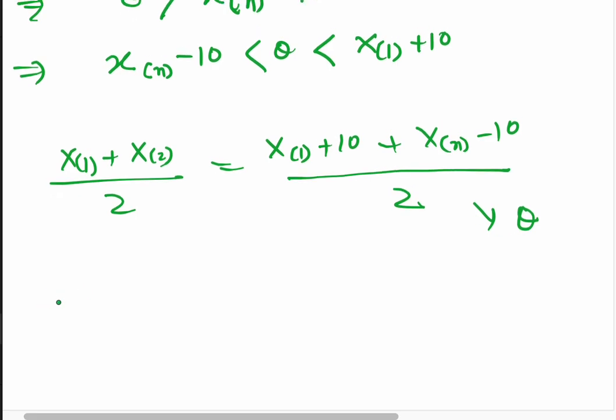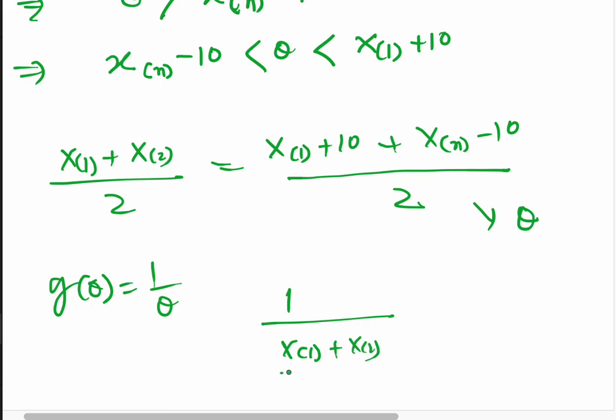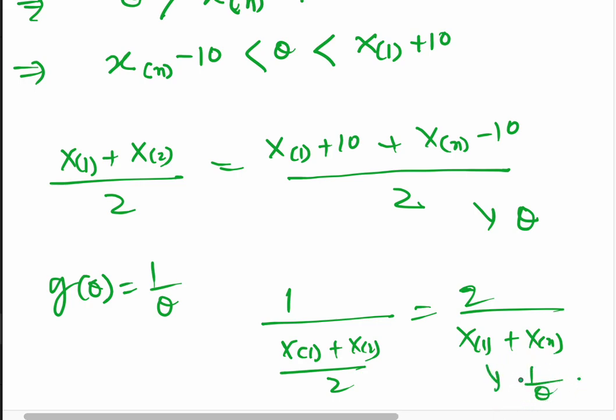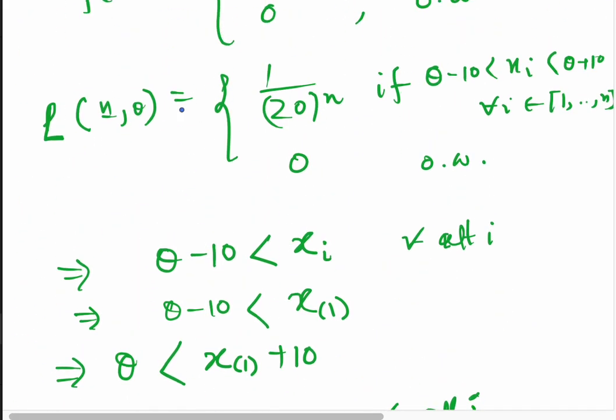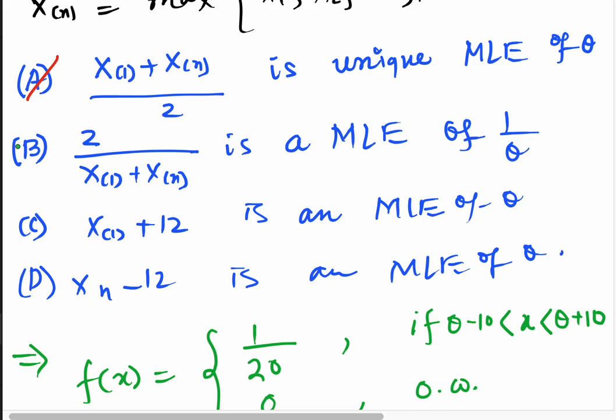And since the function g(theta) is 1 by theta, a one-to-one function of theta, that means 1 by the estimator, that is 2 by (x1 plus xn), is also an estimator for 1 by theta. So that means option B is correct. Option B is correct.